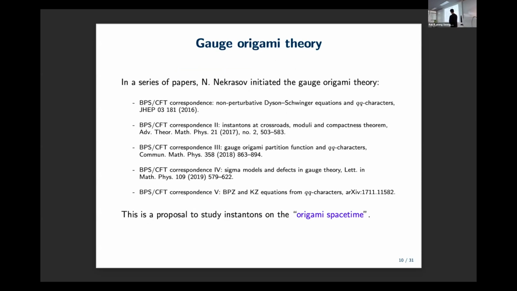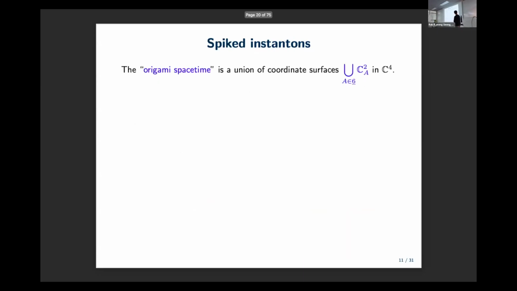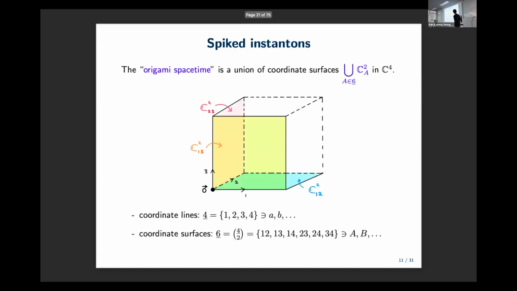And his proposal was to study instantons on a more general type of space-time, which he calls origami space-time. So this is, roughly speaking, a union of coordinate surfaces instead of a single C2 living inside C4. Okay, so if you are considering coordinate surfaces inside C4, there are 6 of them. So here is a cartoon picture for the 3-dimensional reduction.